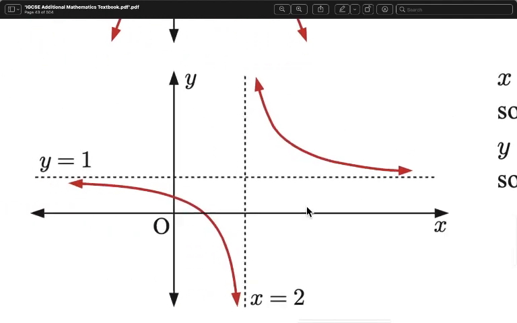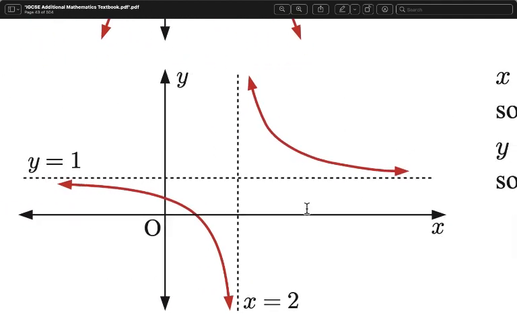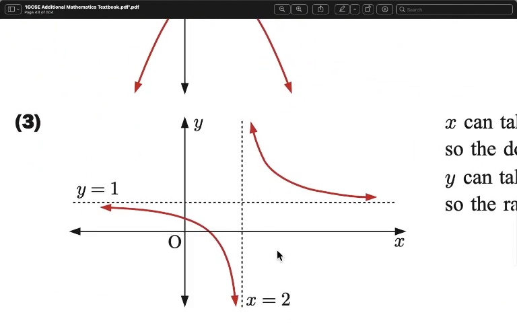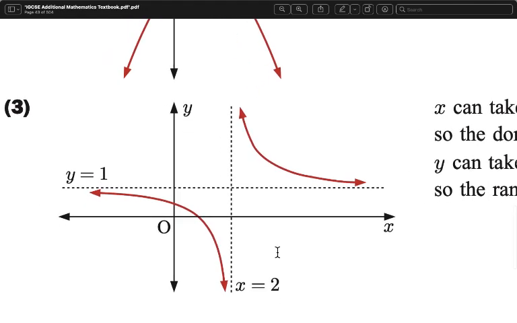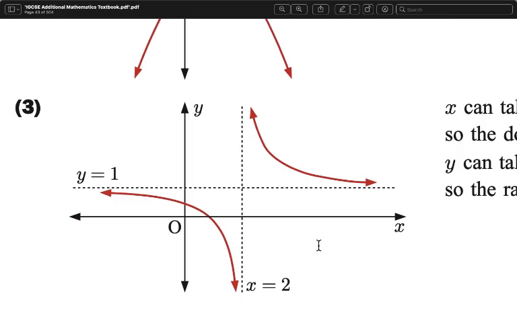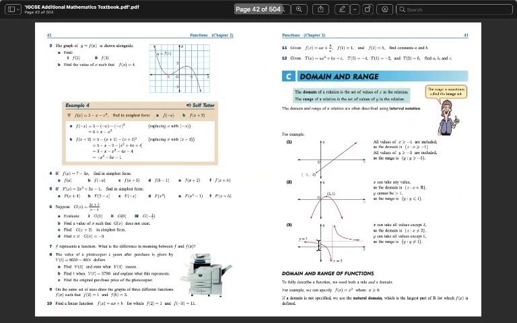The y asymptote is 1, so for any y values other than 1, as you see, y can still keep decreasing and still keep increasing. So the range of y is y not equal to 1, as any other y values may stand.